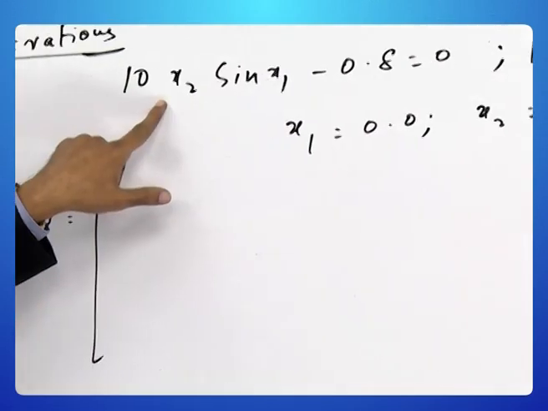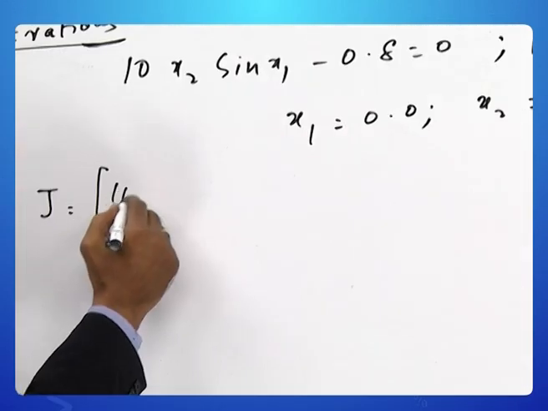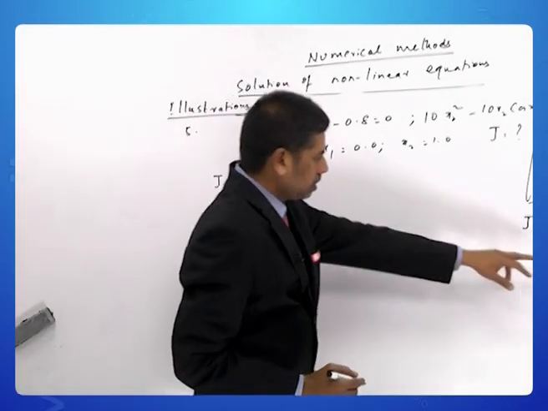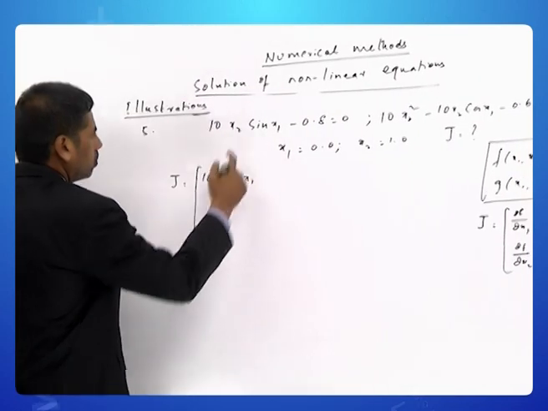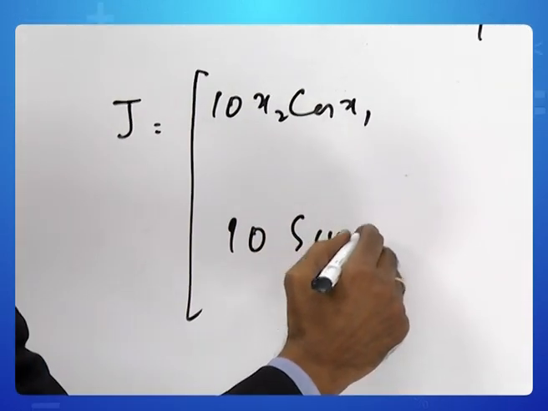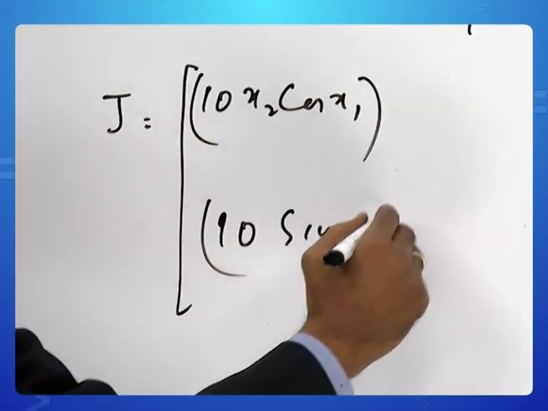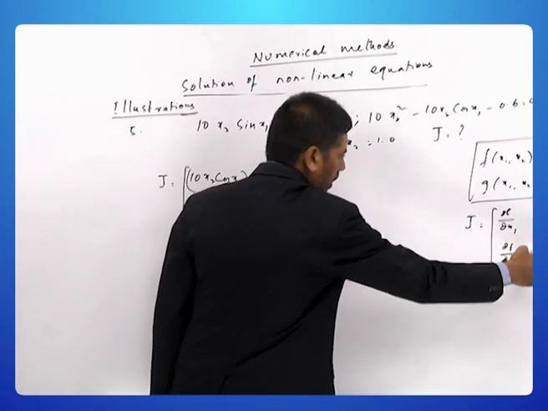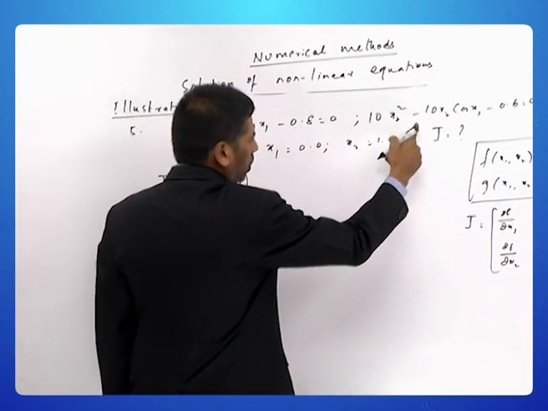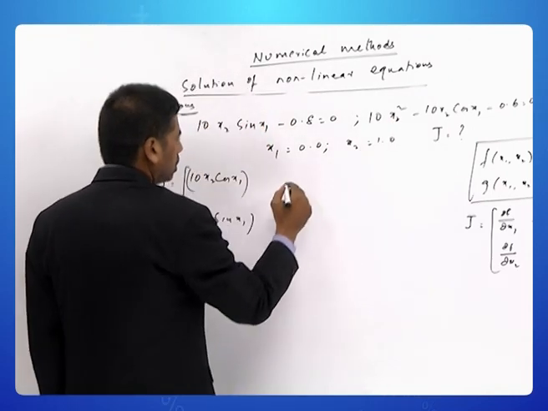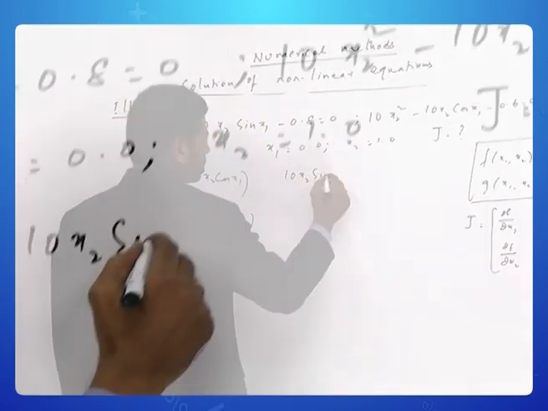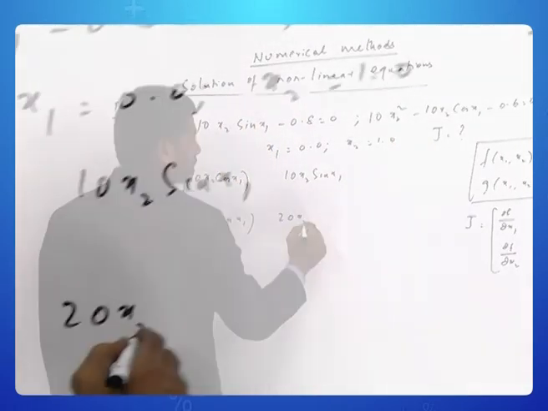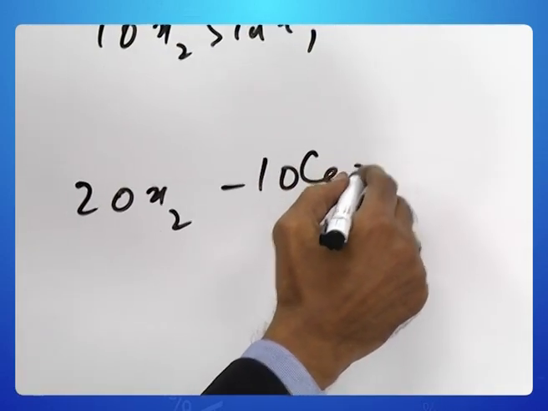So differentiate this partially with respect to x1 and you will get 10x2 cos x1, and then this element ∂f/∂x2 will be 10 sin x1. When you go to the second equation, we are working on the second column now. So with respect to x1, this is 0. So you'll get 10x2 sin x1, and this with respect to x2 will be 20x2 minus 10 cos x1.